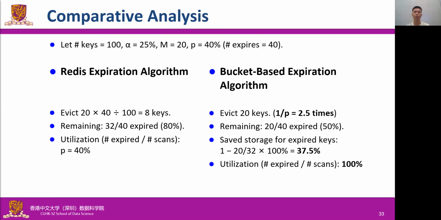For example, assume we have 100 keys, alpha is 25%, M is 20, and P is 40%. Then, on average, the original Redis could only evict 8 keys, but ours can evict 20. Consequently, we could save 37.5% more storage for expired keys and reach 100% utilization.